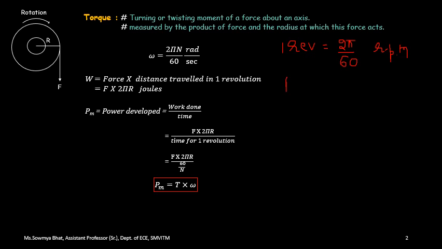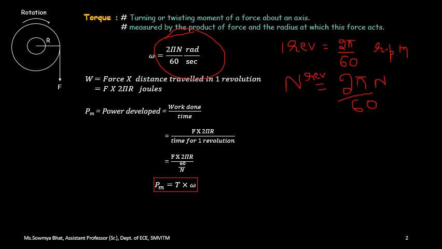For n number of revolutions, it is 2 pi by 60 into n. So this is for n revolutions. So it is 2 pi by 60 into n radians per second. Omega is expressed in radians per second over here.